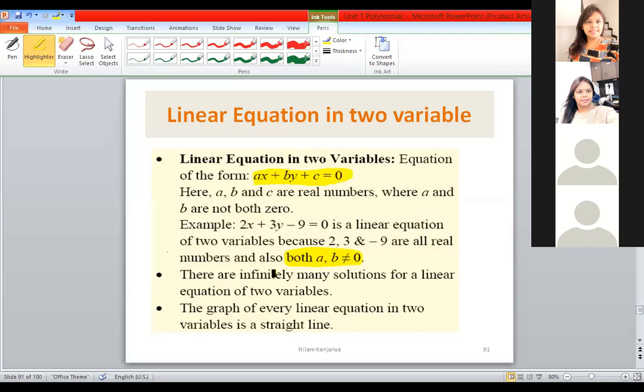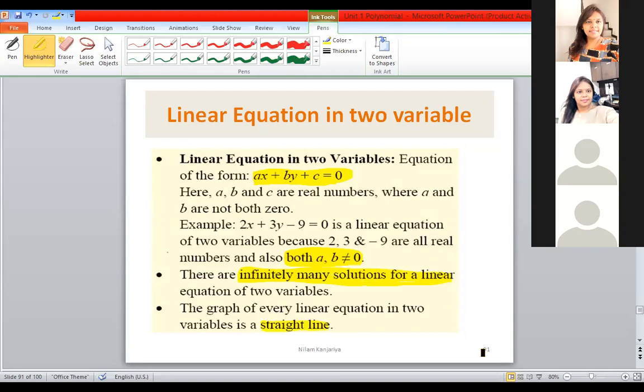This equation has infinitely many solutions. These are the properties of a linear equation in two variables. And the graph of this equation always represents a line. So these are the properties of a linear equation in two variables.